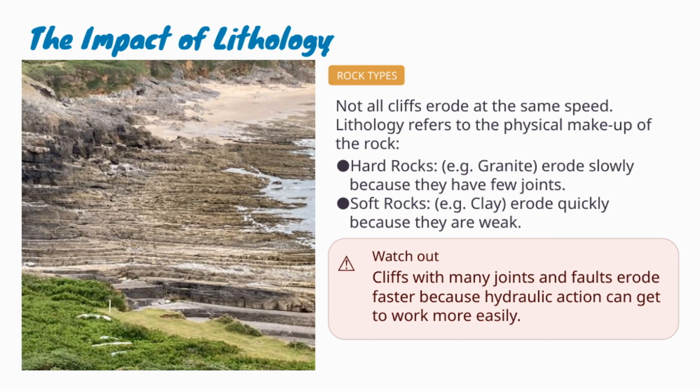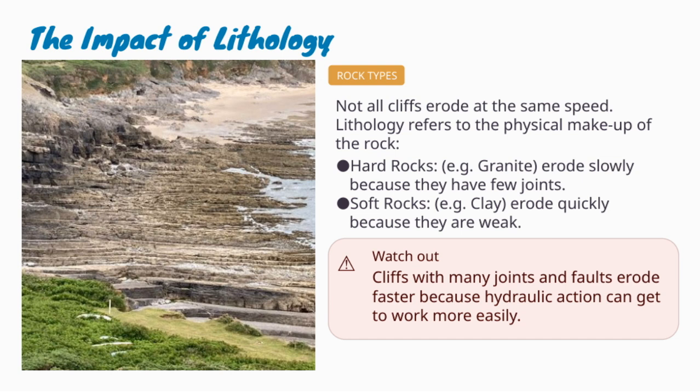Other rocks are much softer. For example, clay is weak and easily eroded, especially when it becomes saturated with water. Lithology also includes the number of joints, cracks, and faults in a rock. A cliff with many joints and faults may erode faster because hydraulic action can exploit those weaknesses. Water and air can enter cracks, pressure builds up, and the rock is forced apart.